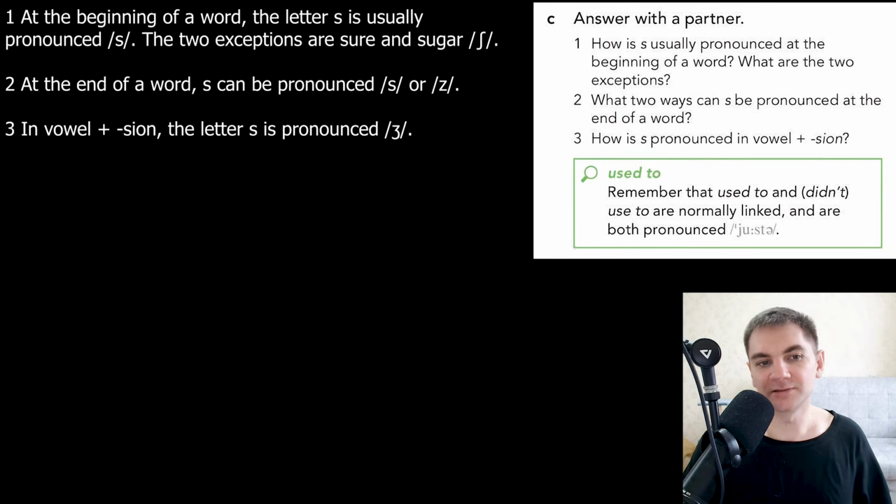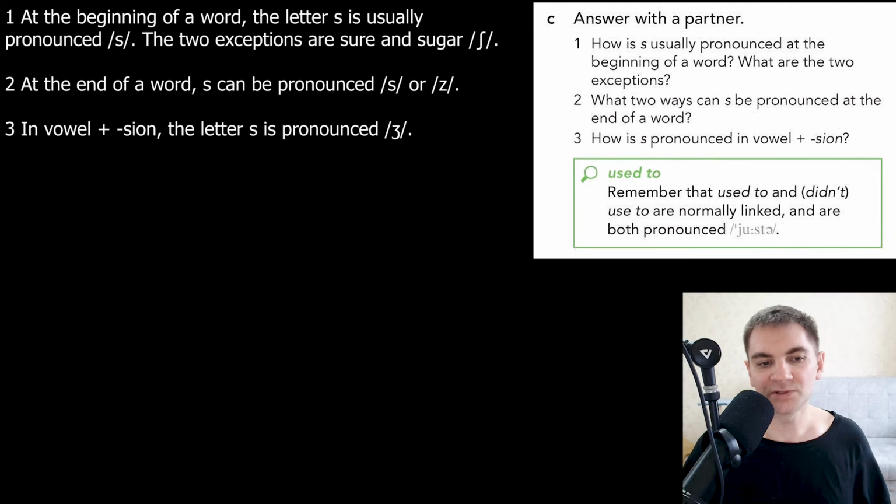Now let's take a look. 1. How is S usually pronounced at the beginning of a word? What are the two exceptions? At the start of a word, S is usually pronounced kind of S, like in sun or sea. And there are two exceptions. It's sugar and sure. Here, S sounds like sh, like in shower.